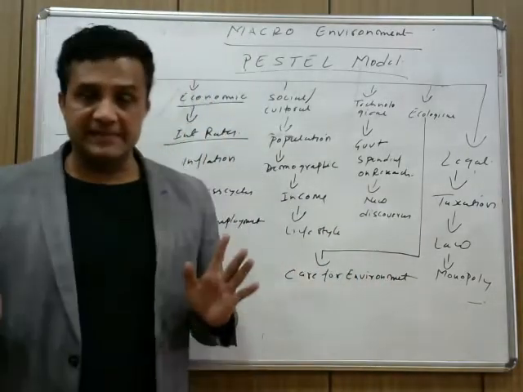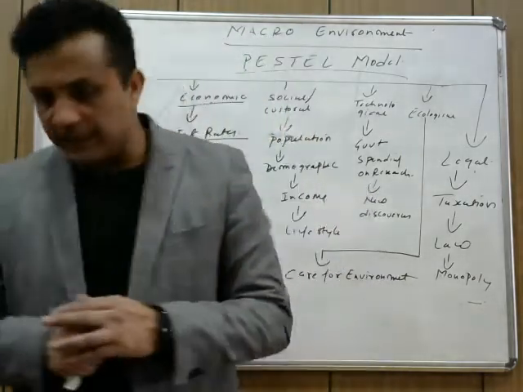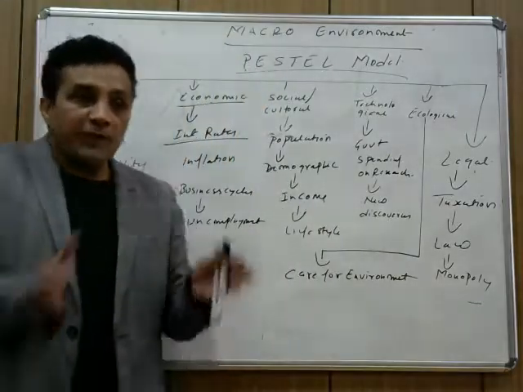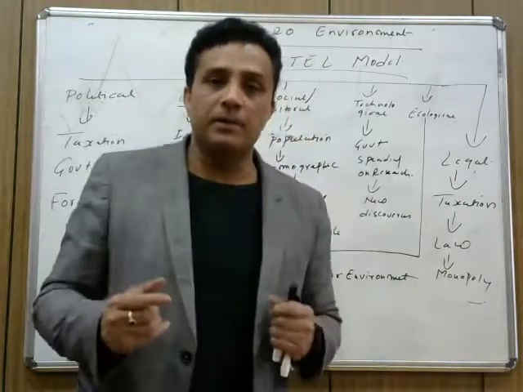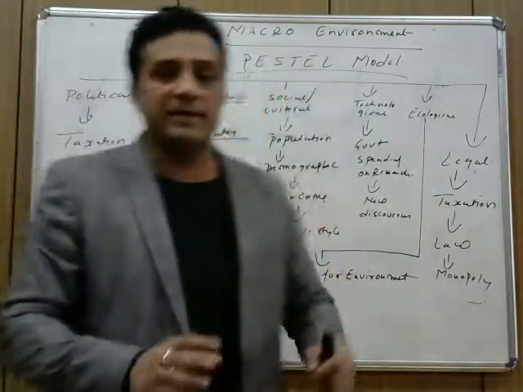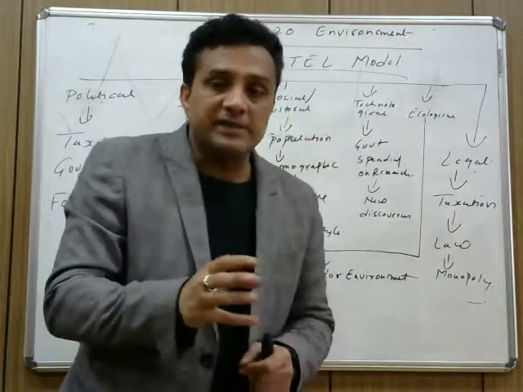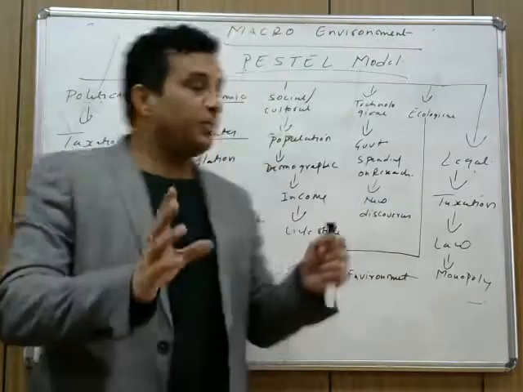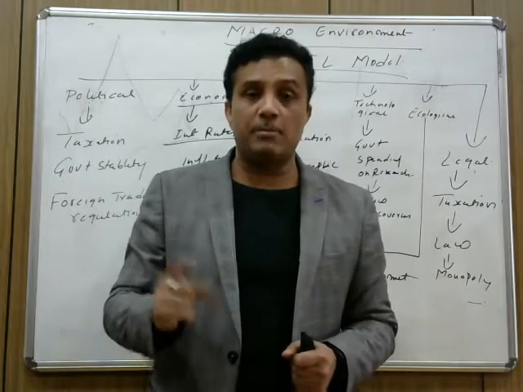I hope this thing is clear. Again, if you have any query, please do write to me. Next topic we are taking is problem identification and spotting trends. How an entrepreneur identifies the problem, how will he know where the problem lies, and how we spot trends. From where he can spot the trends, where the problem exists, and where the opportunity lies. So I hope you understand this thing, PESTEL model, macro environment.